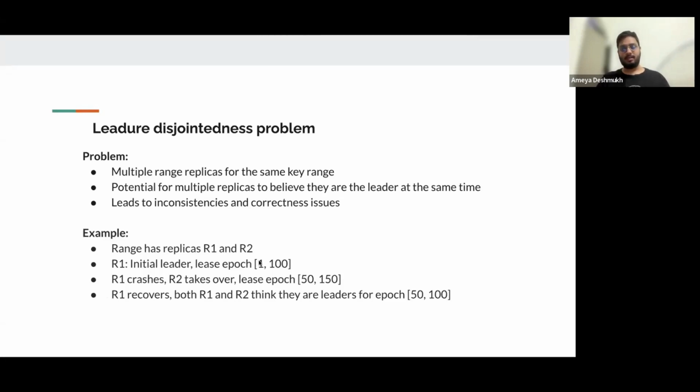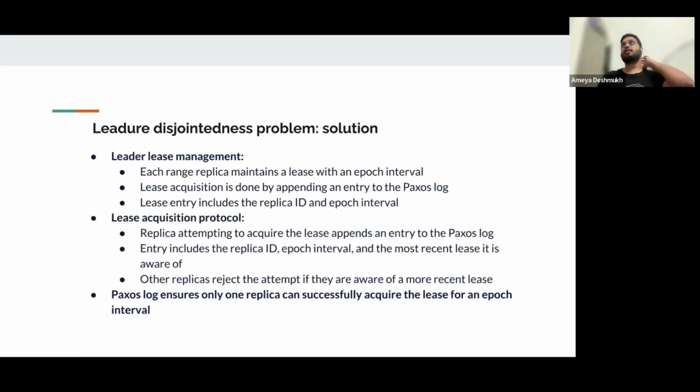So an example of this is, say, a range has replicas R1 and R2. R1 is the initial leader, and its lease epoch, which is the time interval for which it is the leader, is 1 to 100. So it is a leader for epochs 1 to 100. After that, say R1 crashes in the middle of this, R2 takes over, and it has a lease epoch of 50 to 150. After that, R1 recovers at some point of time, say at 60 or 70. Both R1 and R2 think they are the leaders for epochs 50 to 100. So what do you do in this scenario?